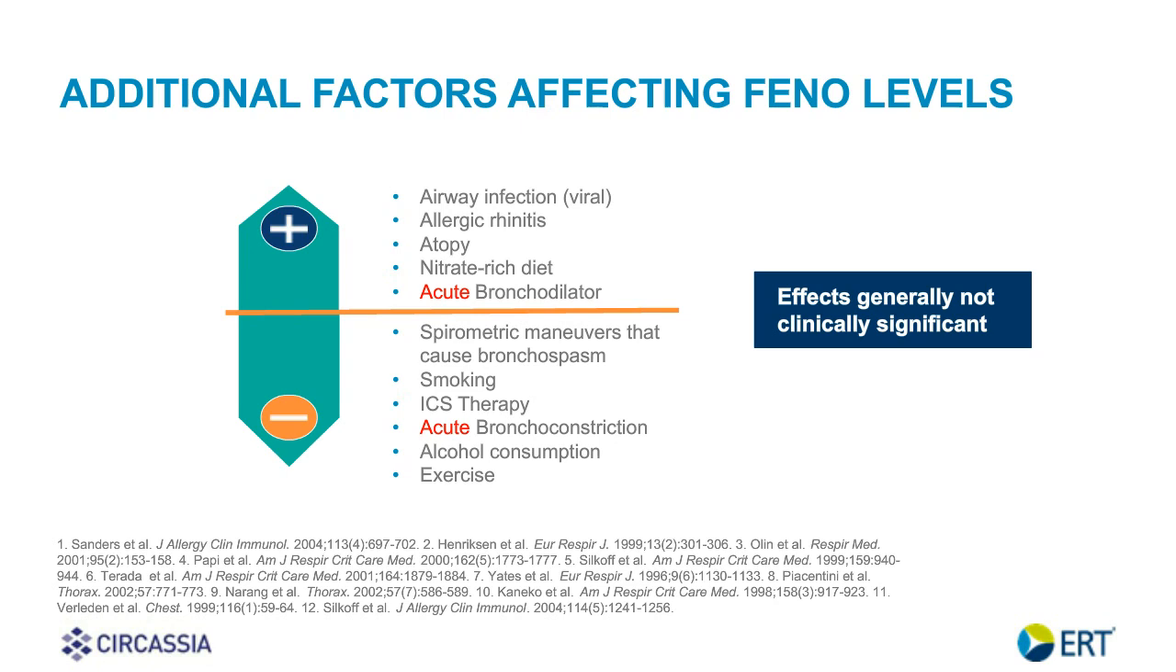A nitrate-rich diet, this would include foods that are high in nitrates. However, it's often very difficult to eat enough to significantly raise your FeNO level. And acute bronchodilator. Now let me explain the bronchodilator a little bit more for a minute, because this is actually a normal and naturally something that you'd expect to see.